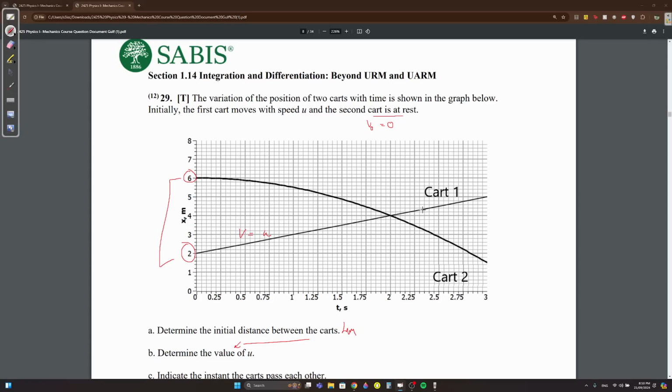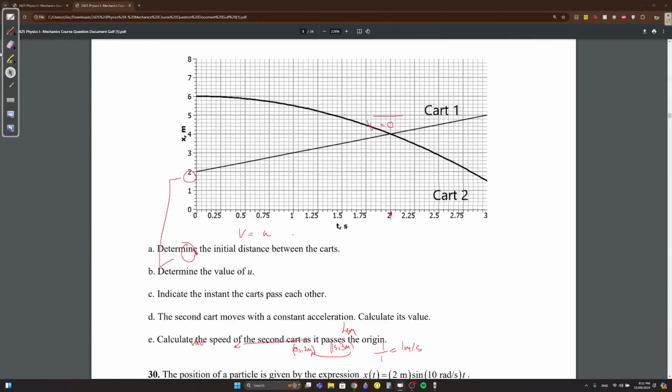Determine the value of u. Cart 1, can you find the average velocity? It's a straight line, you just find the slope. Let's take this point, 0 seconds, 2 meters, and here, 1 second, 3 meters. So 1 over 1 equals 1 meter per second. Indicate the instant that the carts pass each other. When do the carts pass each other? 2 seconds. So easy.